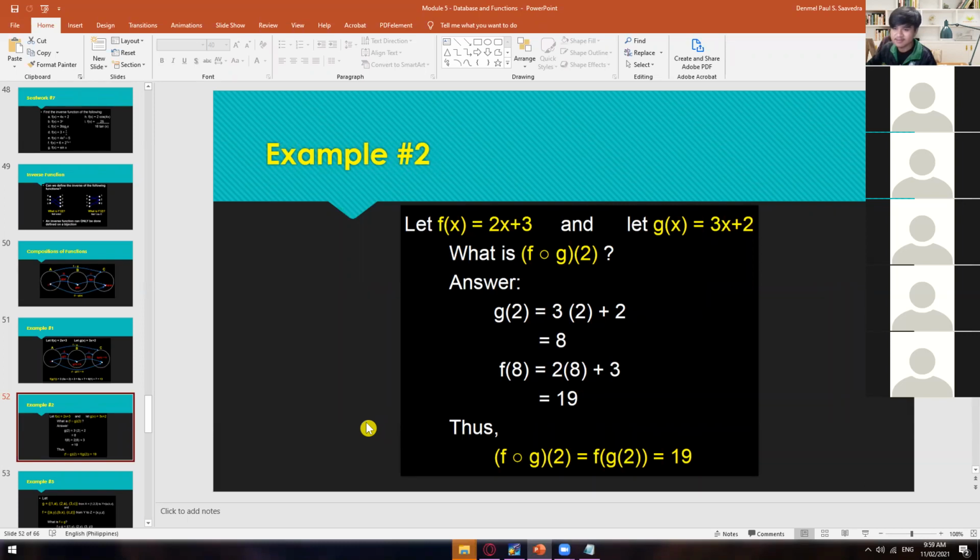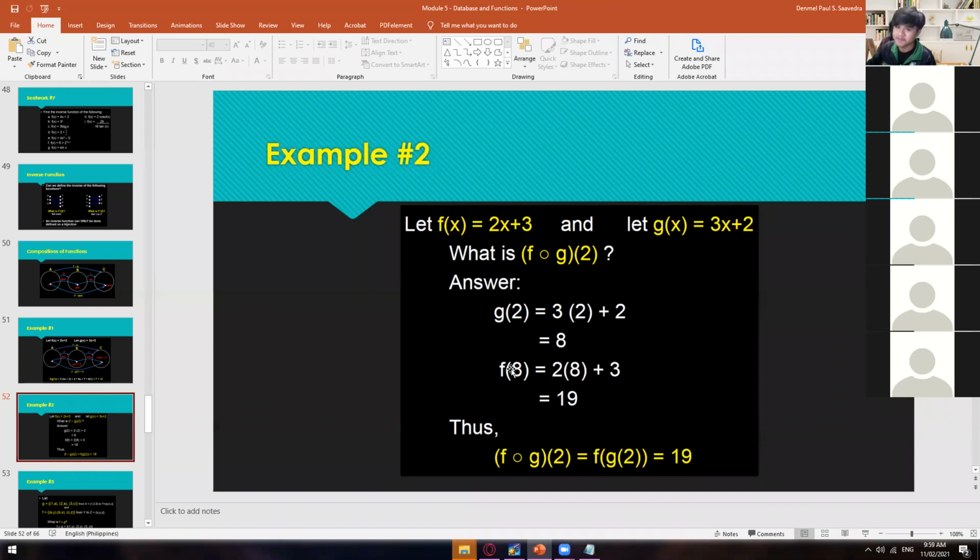Sir, I have a question. Yes? Sir, does the answer in g of 2, the 8, go to f of 8? This g of 2 goes to your f of 8, or f of x. So basically, you need to solve the value of g first before you can solve the value of f.